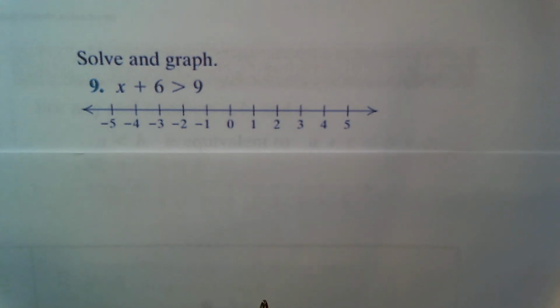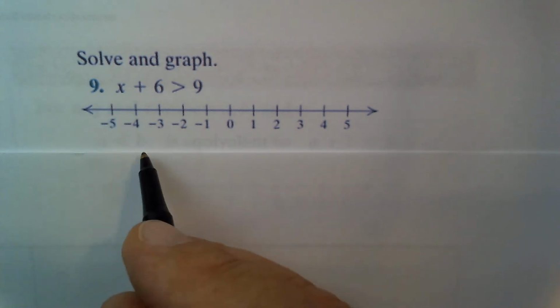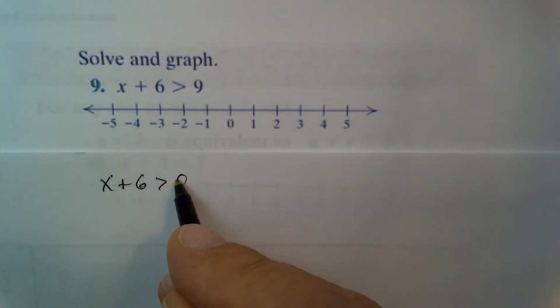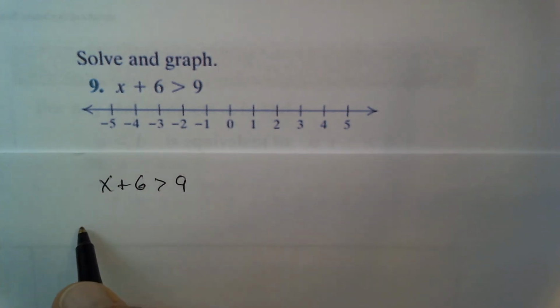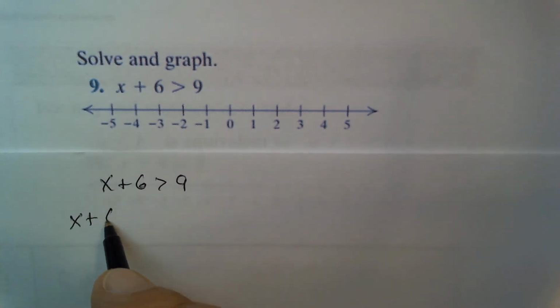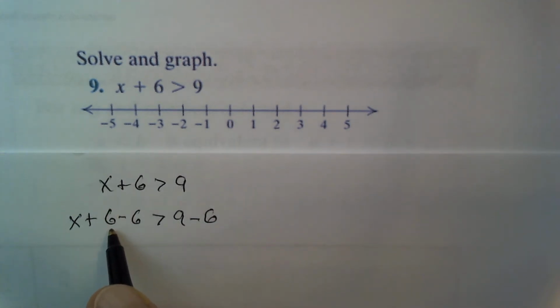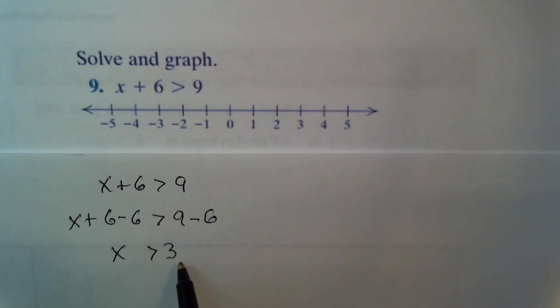Let's apply the addition principle for inequalities to this particular example, number 9. So x plus 6 is greater than 9. Remember, it's always about isolating the variable. So by subtracting 6 from both sides, 9 minus 6, we get on the left side x plus 0, which is simply x, greater than 9 minus 6, which is 3. So that is our solution to the given inequality.